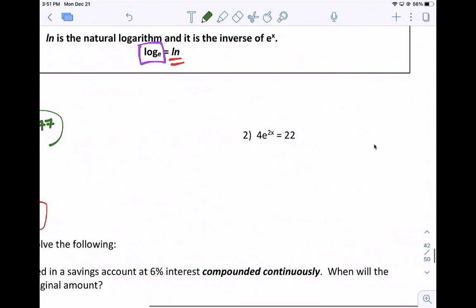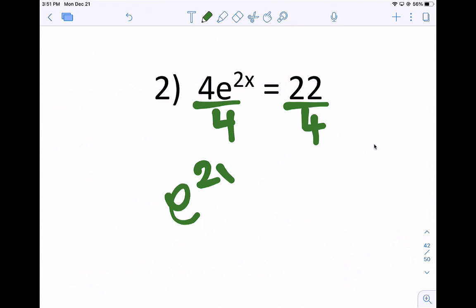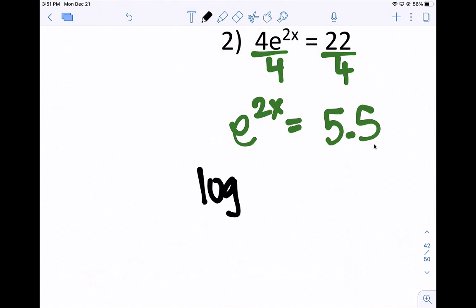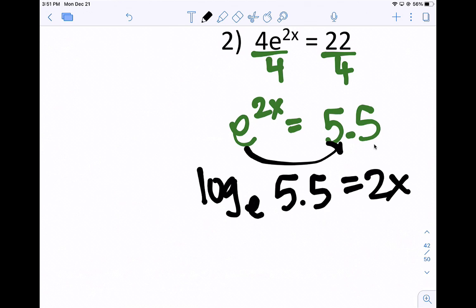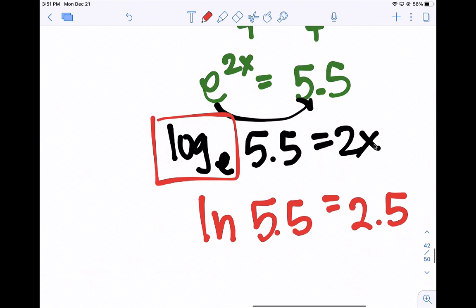All right, let's try another one. So this time we have 4e to the 2x equals 22, and we're going to solve it the same way we've been doing other stuff. We want to get the base by itself. So first step, divide by 4. So e to the 2x equals, ooh, this is some fraction. That's 5.5. We're going to log it. So the step I'm going to write in black, you don't have to write. So it's log base e of 5.5 equals 2x. But log base e is the same as ln. So really we could have just written ln of 5.5. So whenever you see the e here and you log it, it's ln. So ln of 5.5 equals 2x.